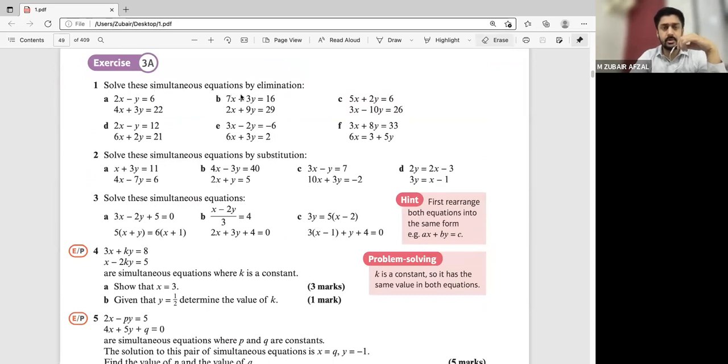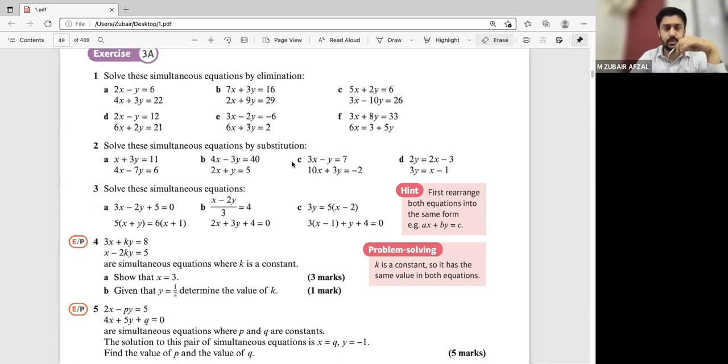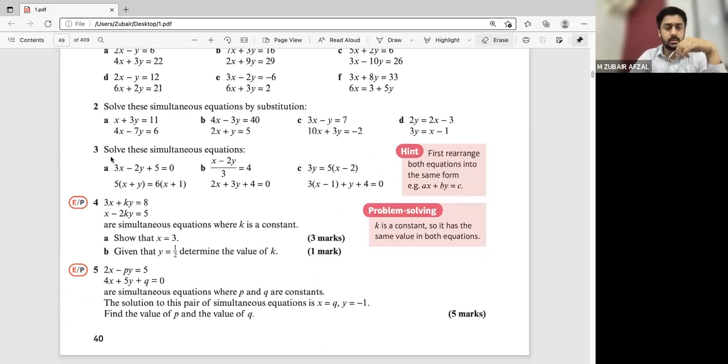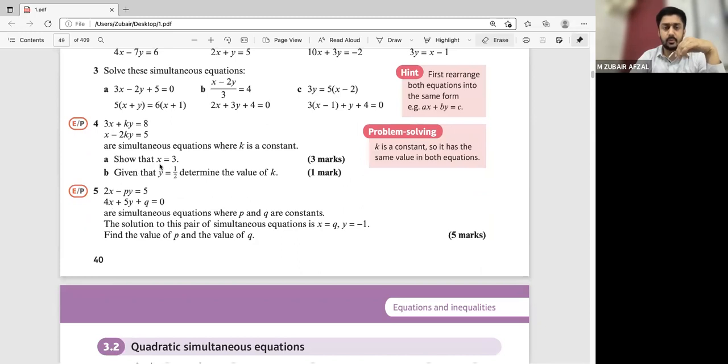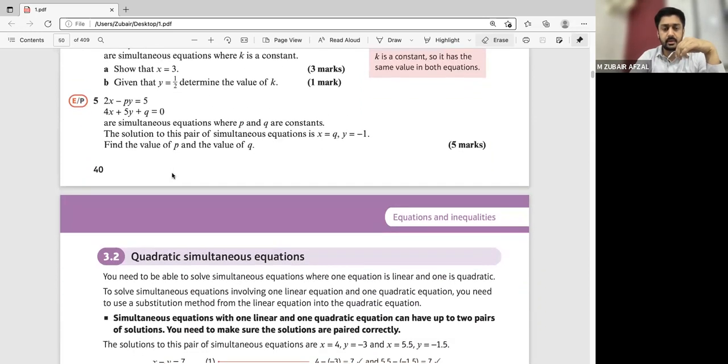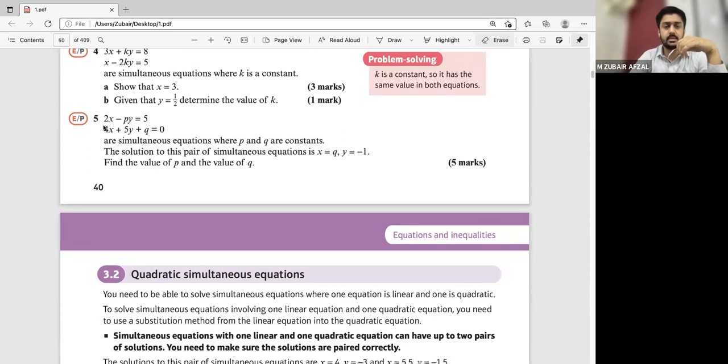Okay, solve these simultaneous equations by elimination or by substitution. You were advised to solve the same question with two methods and check if you get the same answers. Then the question says solve these simultaneous equations in question 3. We discussed question number 4 yesterday. So let's see what question 5 says.